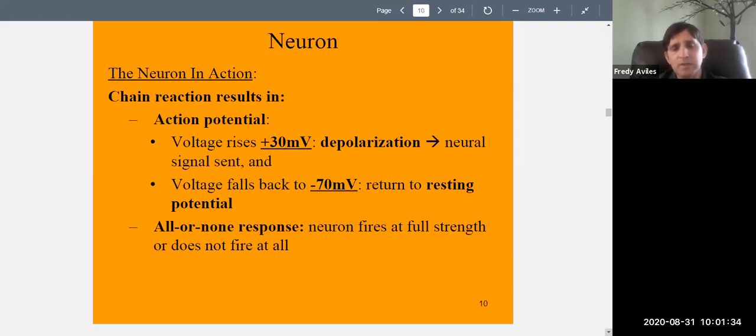But by the way, what's causing the change in the voltage are ions, things that have positive and negative charges that flow in and out of the cell, in and out of the neuron, basically. And the concentration of those ions, those positive charges and negative charges, is what determines this voltage. Okay, so the neuron always does the same thing every time. Okay, all or none response.